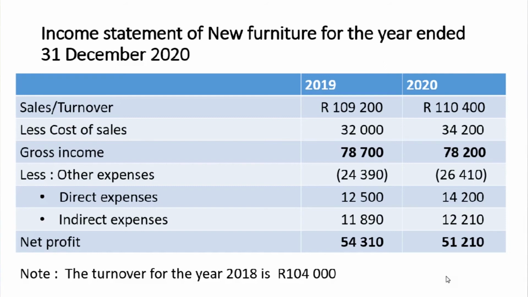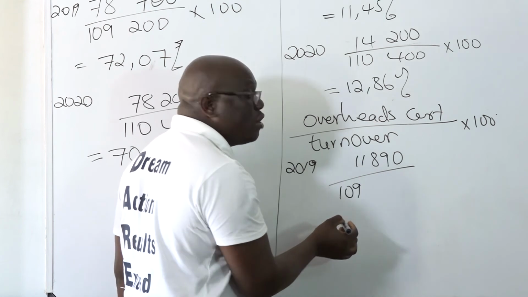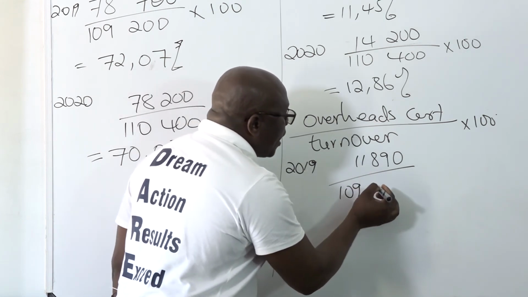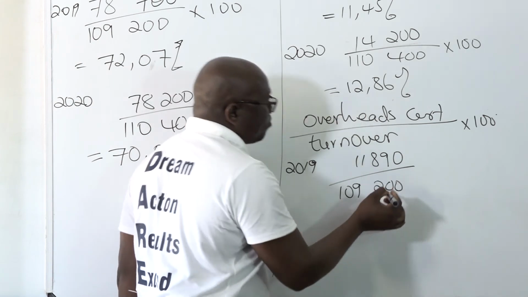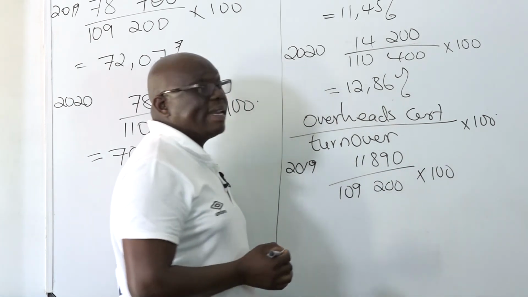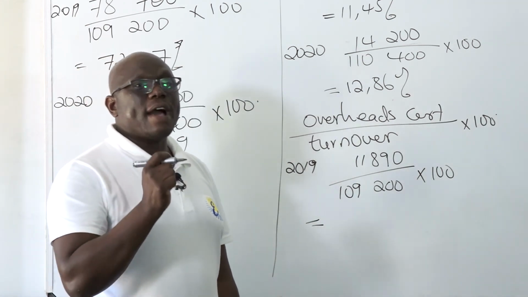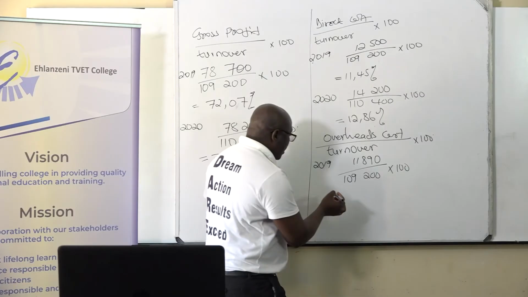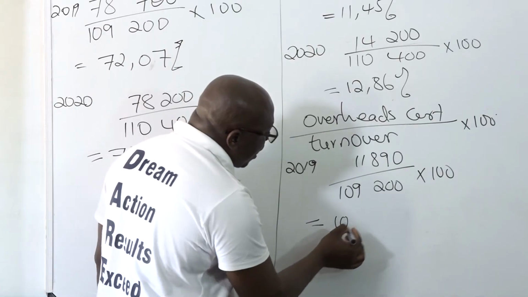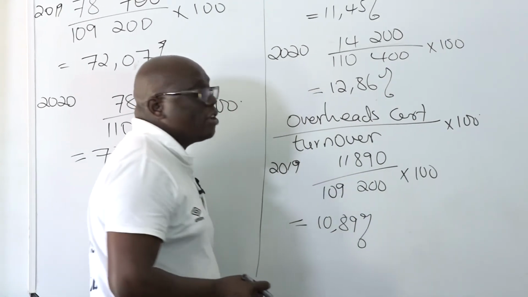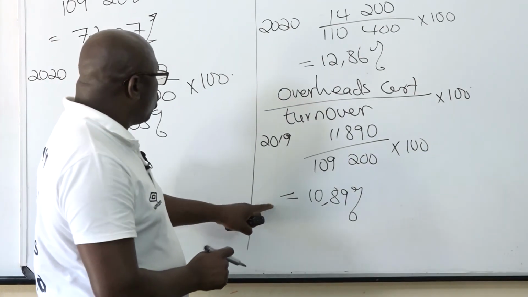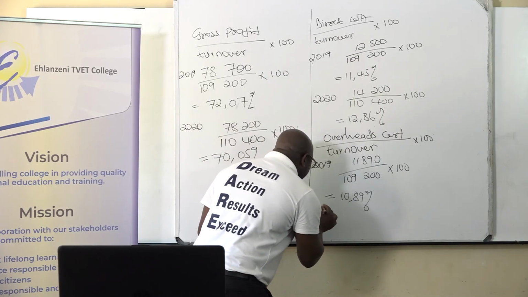Our overheads in 2019 are 11,890. We divide this by our turnover for the year, which is 109,200, and multiply by 100. Then when we calculate this, it gives us 10.89%.